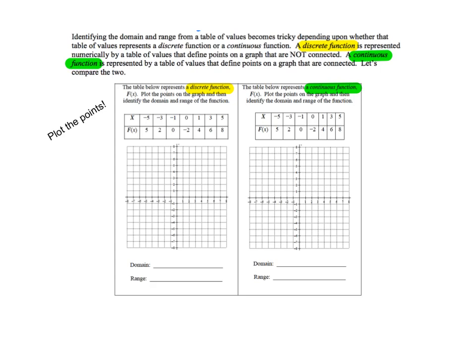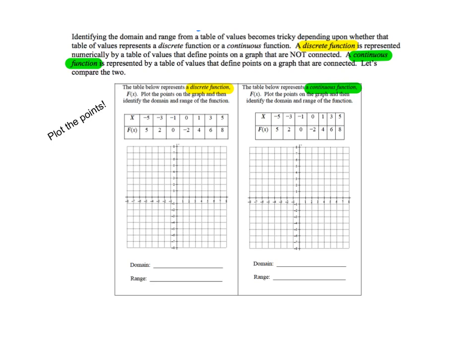Now, let's take a look and see what this looks like graphed. There is a difference between a discrete and a continuous function. So just to read what's here, identifying the domain and the range from a table of values becomes tricky depending upon whether that table of values represents a discrete function or a continuous function. A discrete function is represented numerically by a table of values that define points on a graph and that are not connected. A continuous function represents a table of values that define points on a graph that are connected.